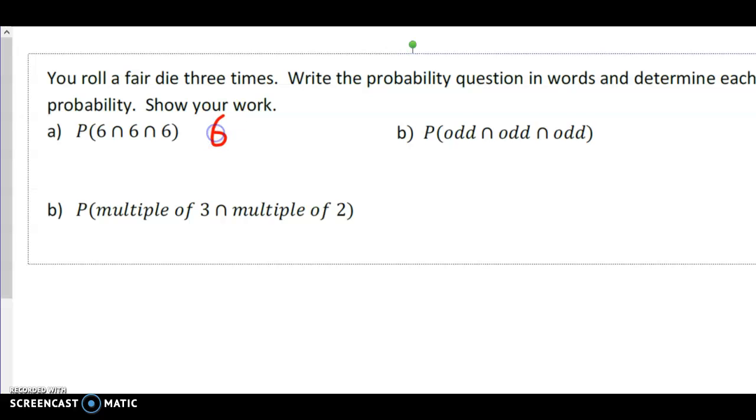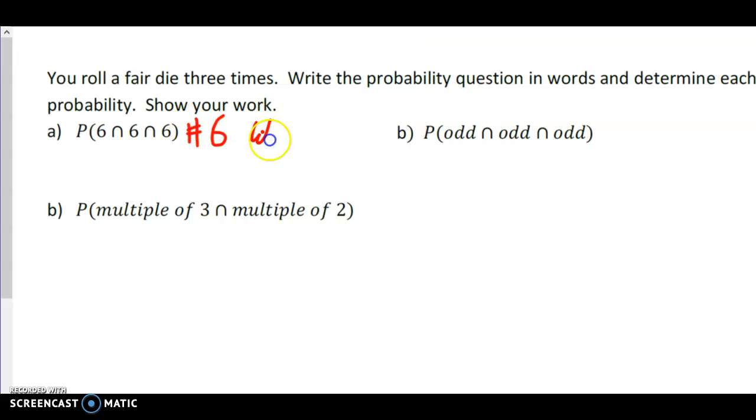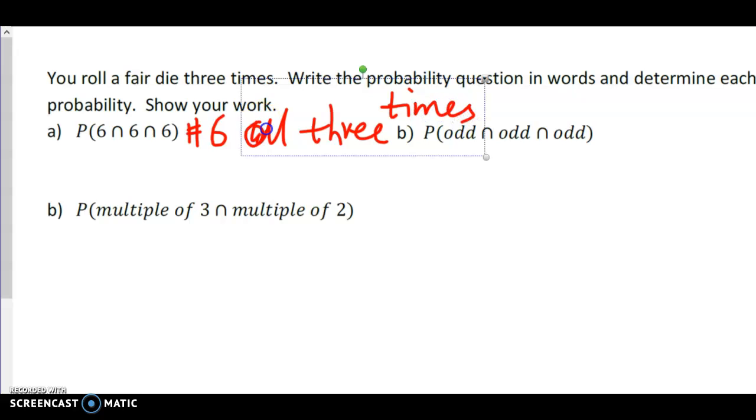I roll a die with number 6 all 3 times. So how are we going to find that probability? The first time I roll, if the outcome is 6, it will be 1 over 6. The second time will be 1 over 6 as well. The third time is 1 over 6 because each roll is independent.